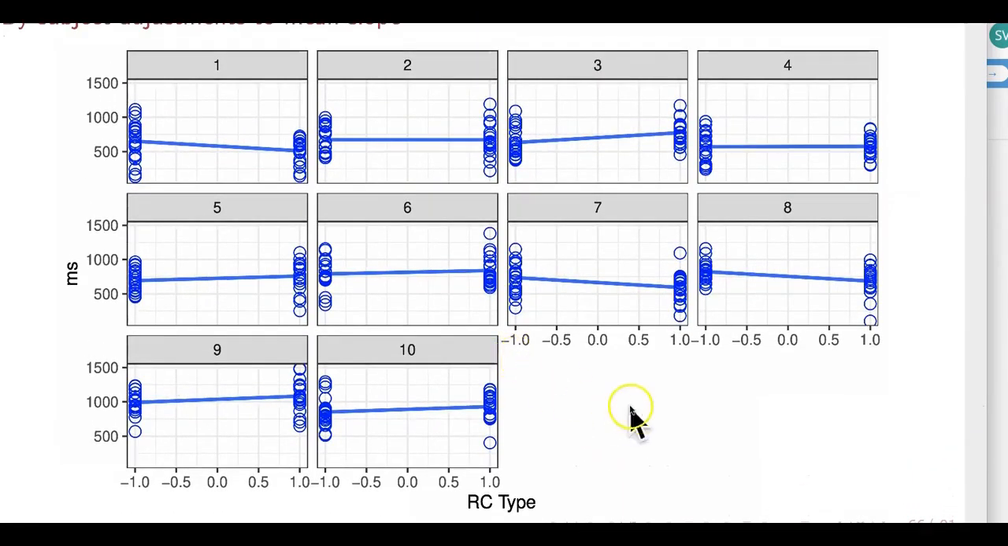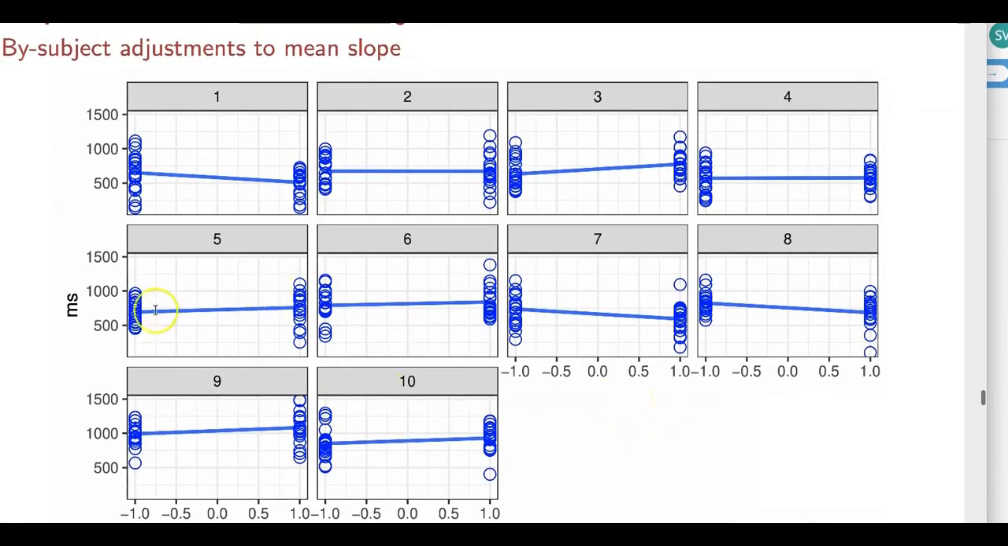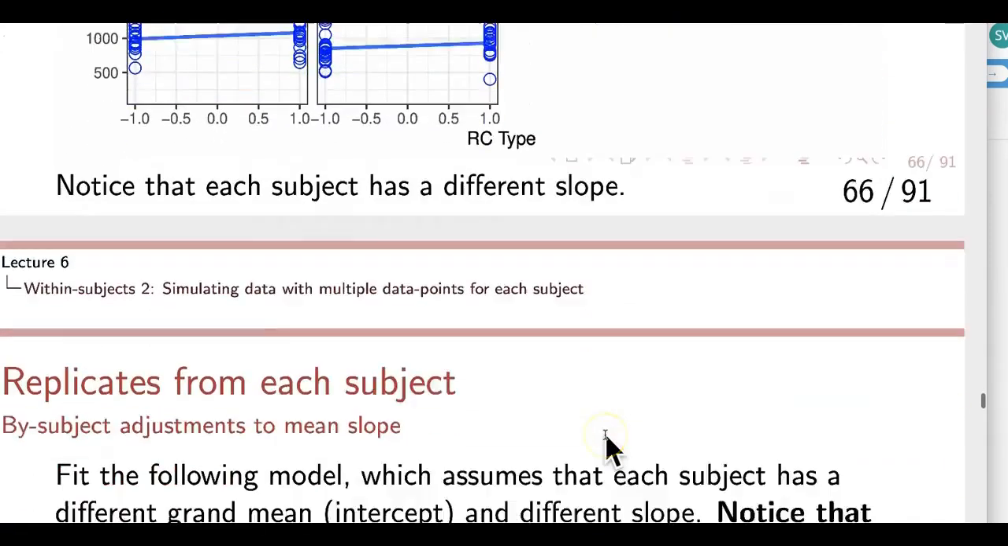The x-axis is slightly misleading here. I'm sorry, I should have fixed this. It should have been just -1 and +1. These numbers are not relevant here, right? Because this is just a +1 -1 coding. There's nothing in between. And on the y-axis is reading time, and so you can see that there is some variability here, right?